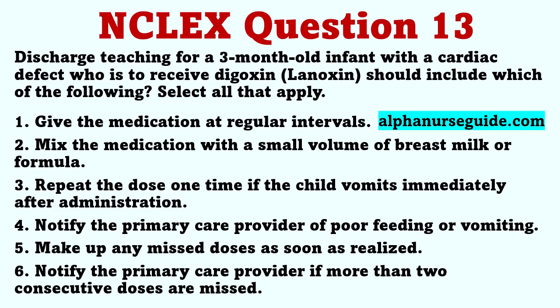5. Make up any missed doses as soon as realized. 6. Notify the primary care provider if more than 2 consecutive doses are missed. The correct answers are 1, 4, and 6. To achieve optimal therapeutic levels, digoxin should be given at regular intervals without variation, usually every 12 hours.